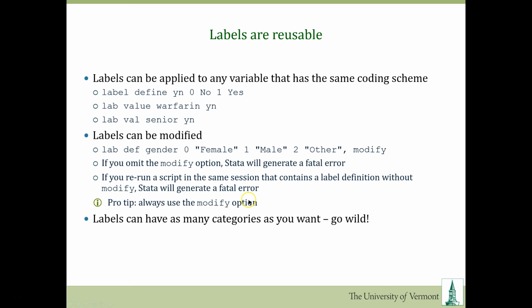By the way, labels can have as many categories as you want, so go wild. In fact, I've got code that's got a label for every state in the union, for instance. It's got 50 values plus Puerto Rico, the District of Columbia, and Guam.